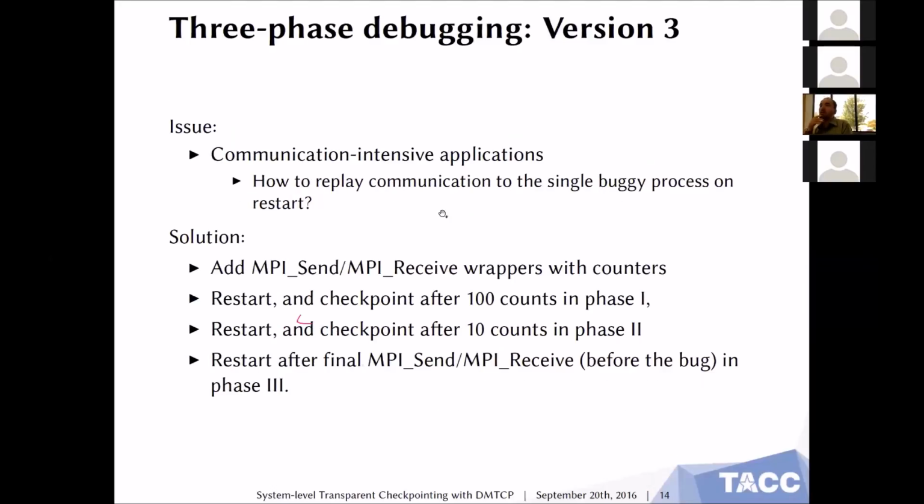The third one is for communication intensive applications: how to replay communication to a single buggy process on restart. The idea is you can add an MPI send receive wrapper with counters, and restart and checkpoint with some counters, 100 counts for phase 1 and 10 counts for phase 2, and you restart after the final MPI send receive before the bug in phase 3. So this is a different way that you can do.